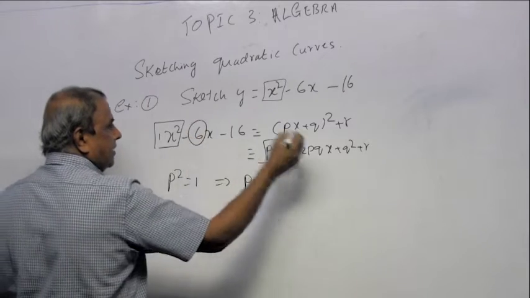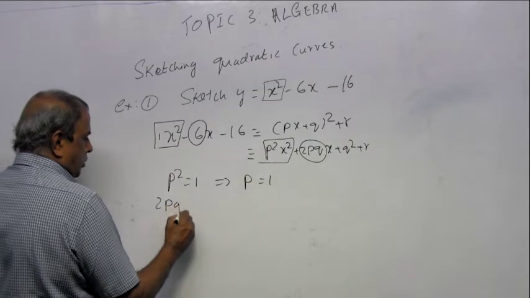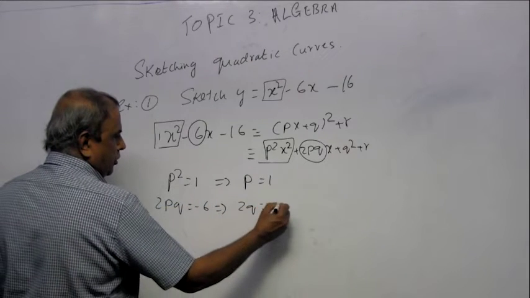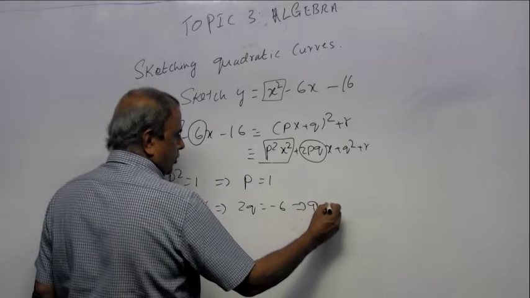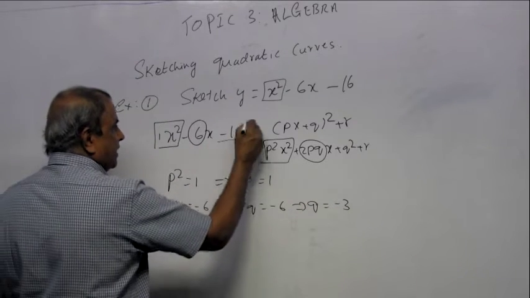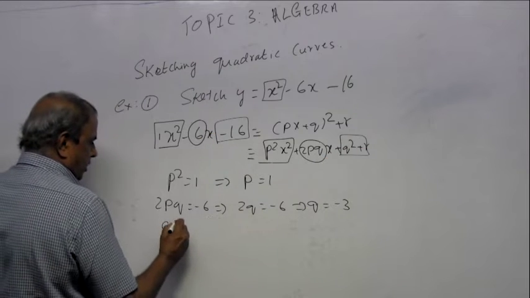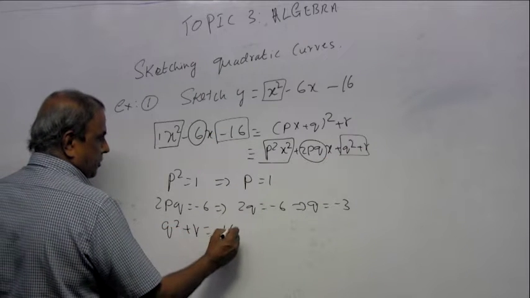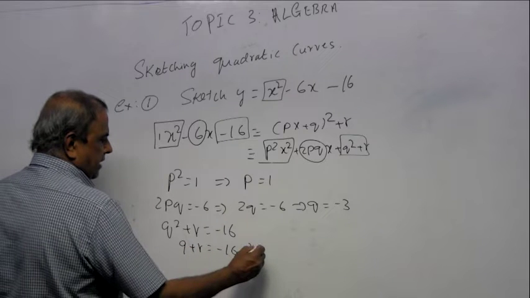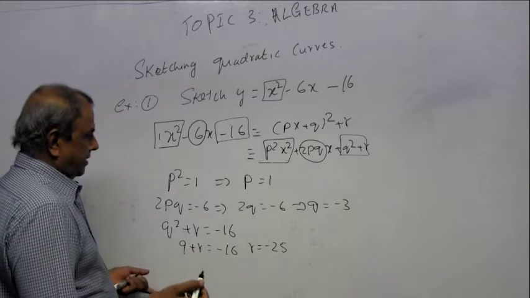Compare x with x. So 2pq equals minus 6. p is 1, so 2q is minus 6. So q is minus 3. And then the constant term here must be equal to the constant term there. So q squared plus r equals minus 16. 9 plus r is minus 16. r is minus 25.